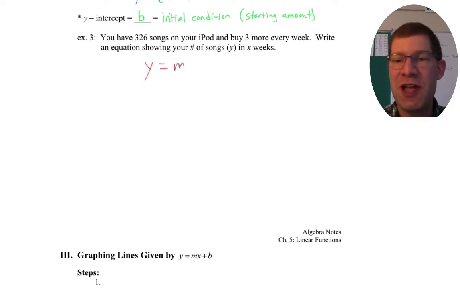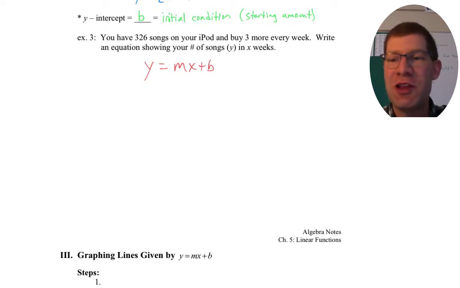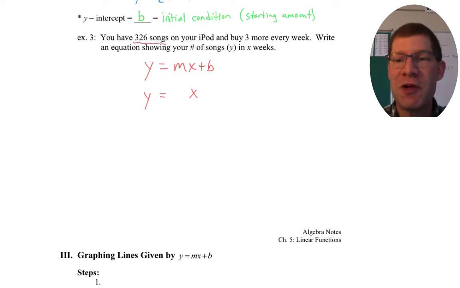So we have y equals mx plus b. You have 326 songs on your iPod. You buy 3 more every week. Write an equation showing the number of songs on your iPod in x weeks. So we have y, we have x. You really just need to figure out 326 and 3. Which one's the slope, which one's the y-intercept? Well, if you start with 326 songs, that's going to be the b value over here. If you buy 3 more a week, every time x goes up 1, one more week goes by, you have 3 more. So you get y equals 3x plus 326.